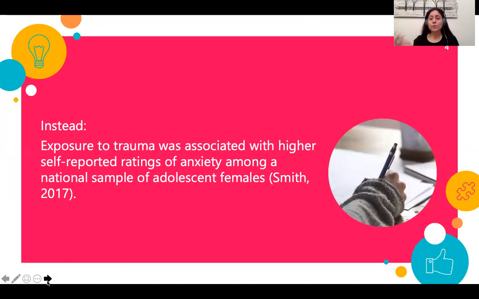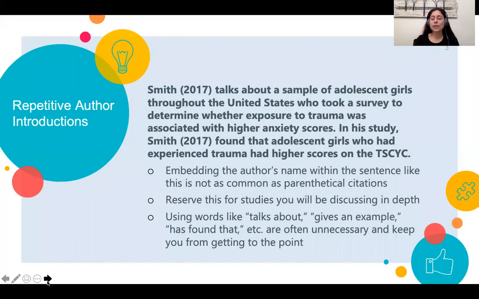Okay, so this would be an alternative to that repeated introduction of Smith 2017. So exposure to trauma was associated with higher self-reported ratings of anxiety among a national sample of adolescent females. And then your parenthetical citation. Okay, reads a lot better, less wordy than this one here. And it also removes some of the unprofessional language, like talks about, has found that, that kind of thing that just isn't really helpful.